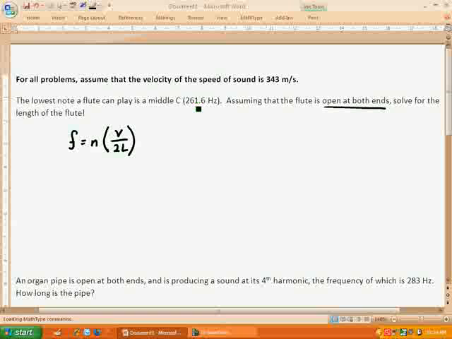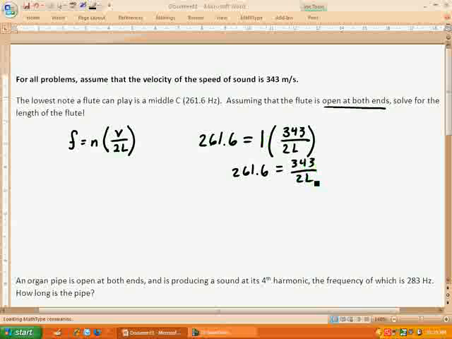So let's go ahead and put the frequency in, which is going to be 261.6 Hertz, which is going to be equal to 1, since it's the fundamental, which will be the lowest harmonic, times the velocity, which will be 343, divided by 2 times L. Okay, so from there we should be able to mathematically work this out. Divide both sides by 1, so we have 261.6 equals 343 over 2L.